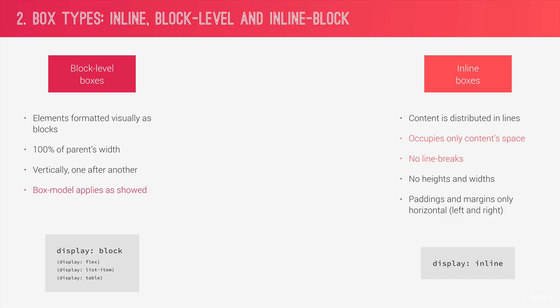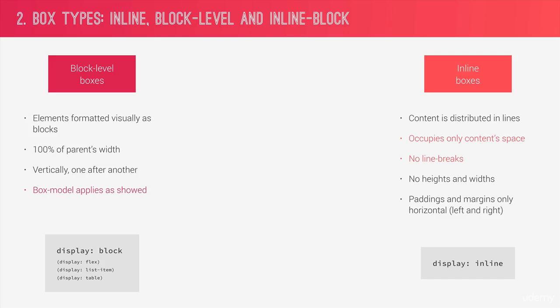Now, about the box model, things work a bit different in inline boxes. First, the height and width property do not apply, which means that we cannot use these properties here. And second, we can only specify horizontal paddings and margins on inline elements, so only on the left and on the right side. That's the way the box model works on inline elements.